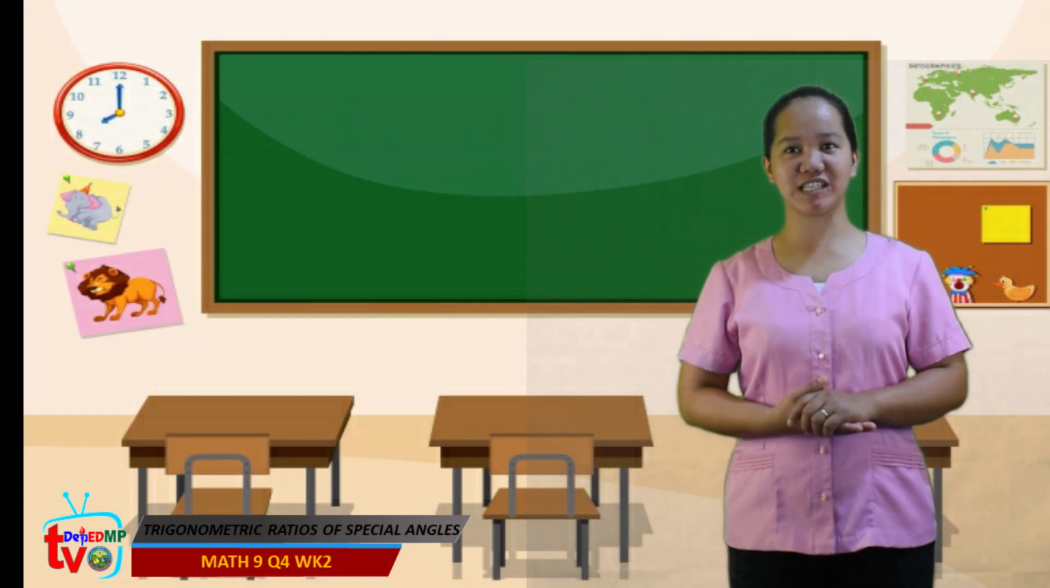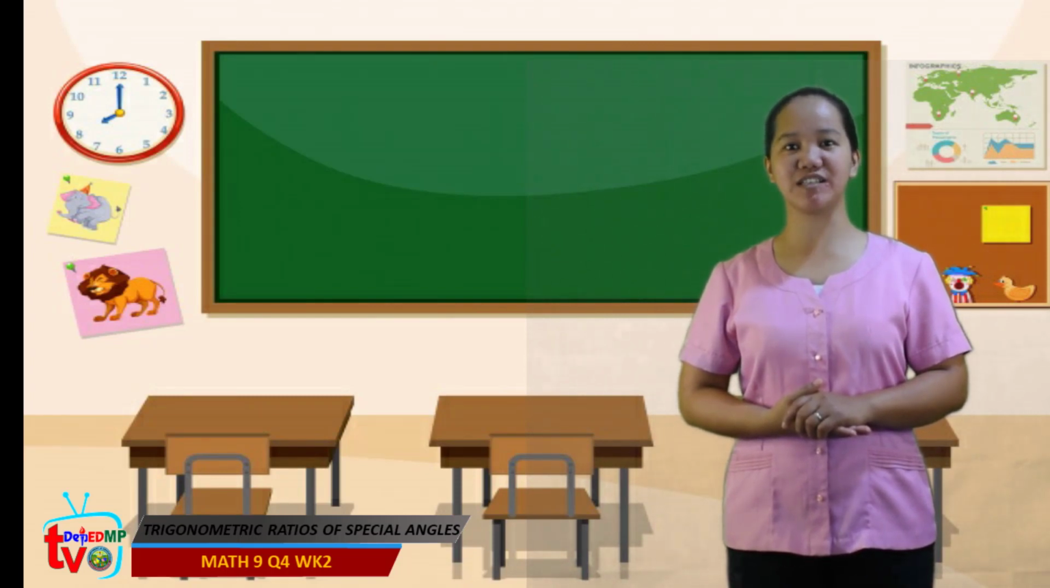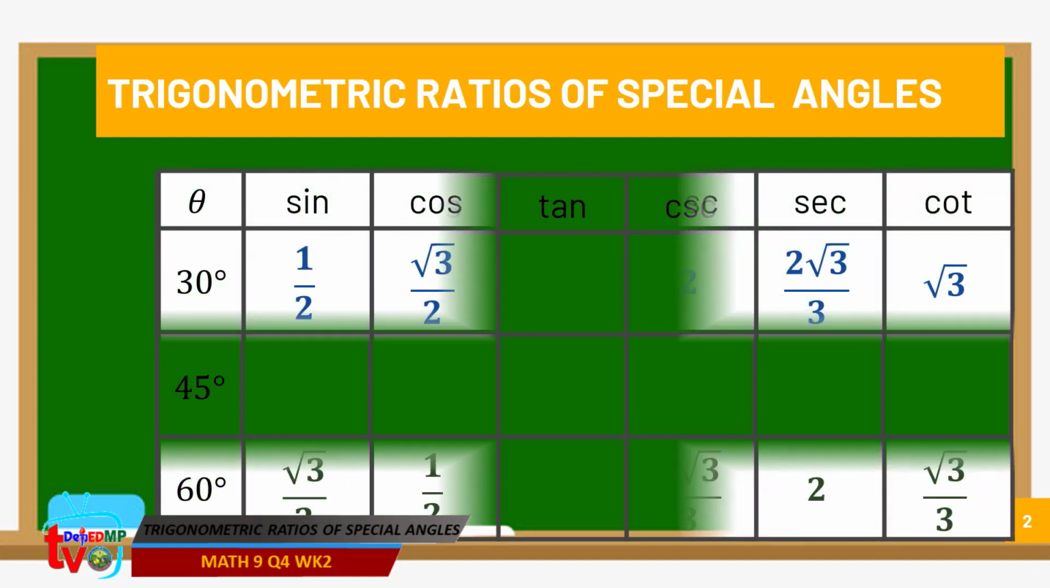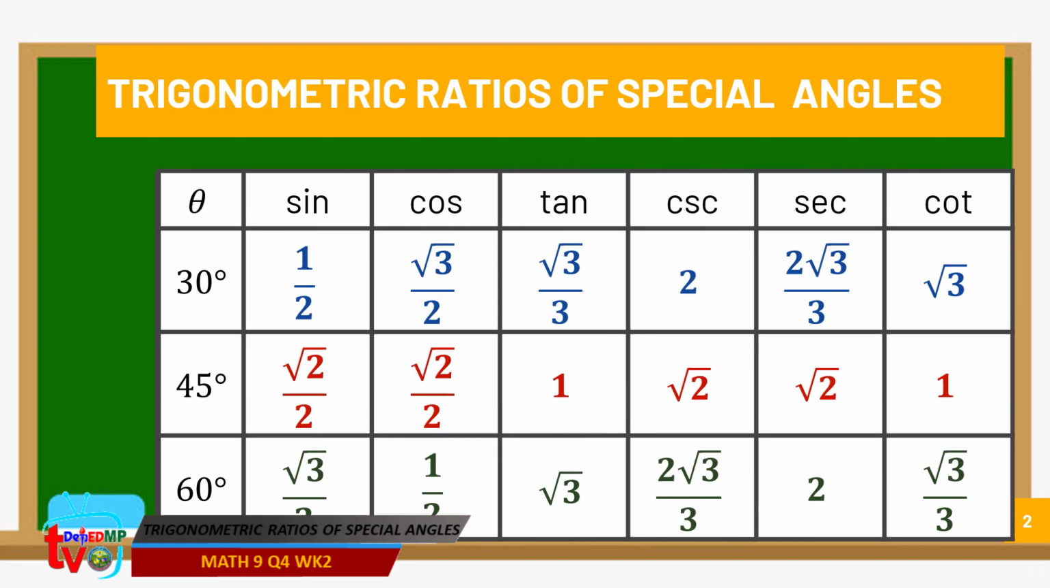Sum up what we have just learned by filling up the table of trigonometric ratios of special angles on page 9. Fill up the table of trigonometric ratios of special angles. Pause this video, then fill it up. Now let us check your answer by comparing it with the answers shown on your screen. You may pause this video while checking.